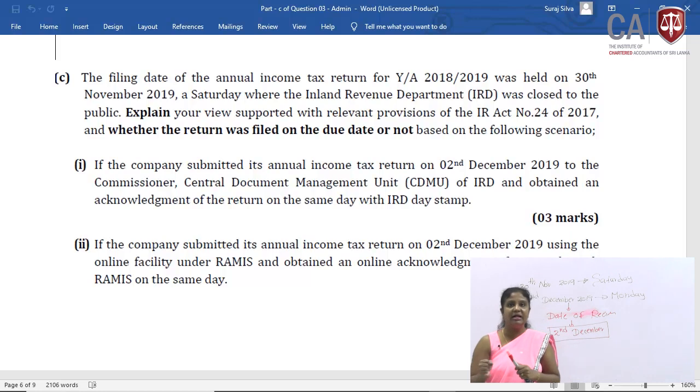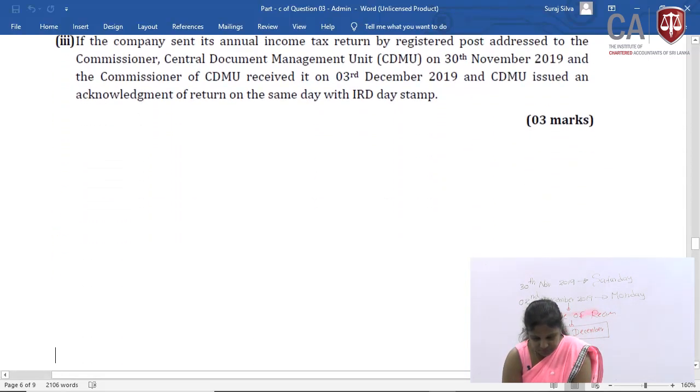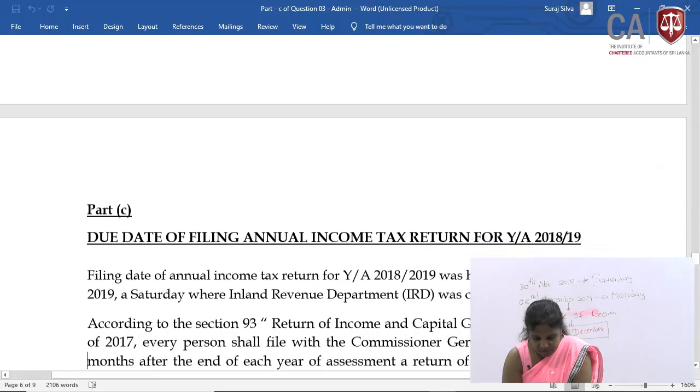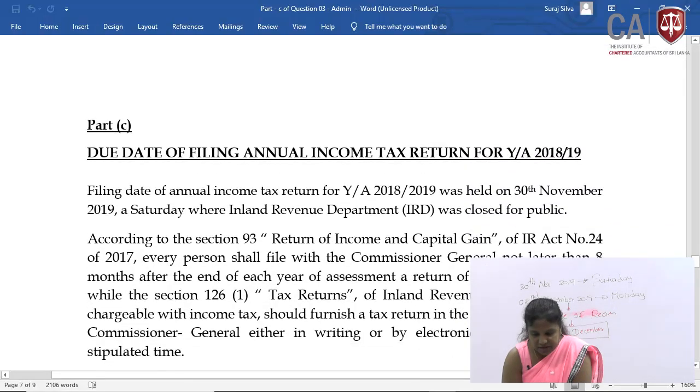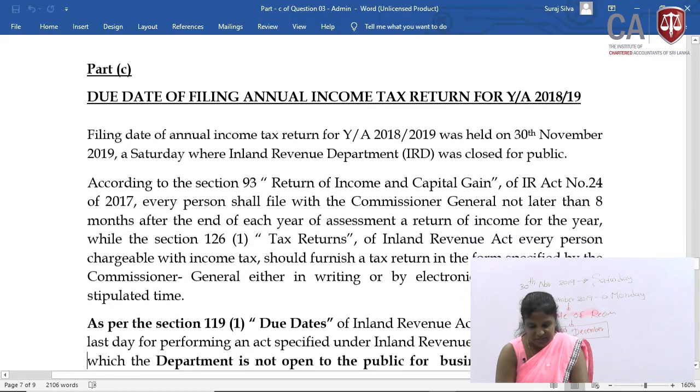What is the legal provision as per the Inland Revenue Act, which is section 119? I will go for that answer first. Then in part C, due date of filing annual income tax return for year of assessment 18-19, I need to come to this answer with a little bit of explanation. Okay. Now see the answer.